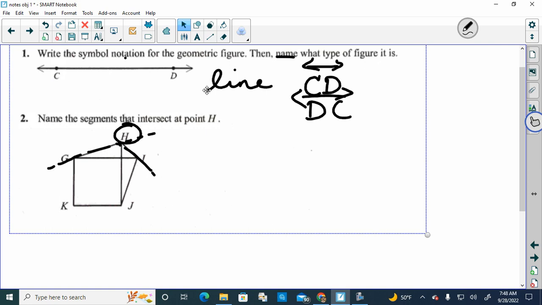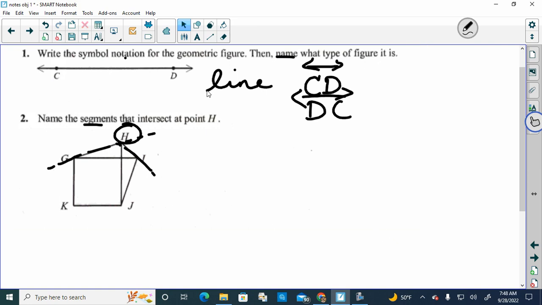this way. Okay, now you've got to pay attention to actually the vocab word that they're using so that you're writing the right notation. So I know I just used the word line. I was just saying that if they were to extend, okay, they're going to intersect at H. Okay, so they want the 2 segments.